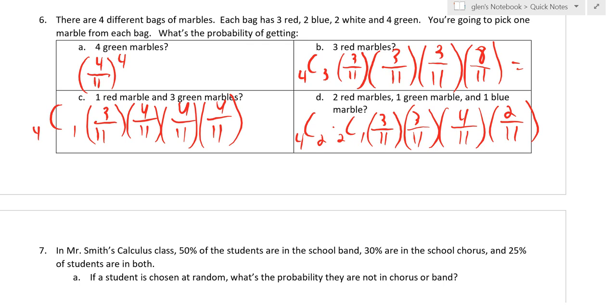But you have to multiply by how many ways you can arrange those. So of the 4 spots, 2 have to be red. That's this. And then there's 2 spots left, and you have to pick one of them to be blue or green. And then there's 1 spot left, so it's really a 1 choose 1. But that's just 1, so you don't want to put that there. Okay?